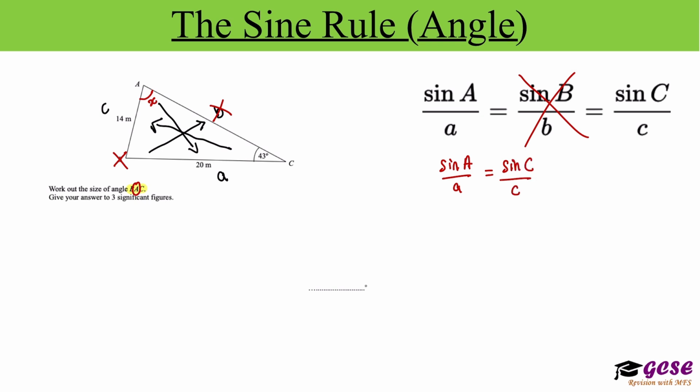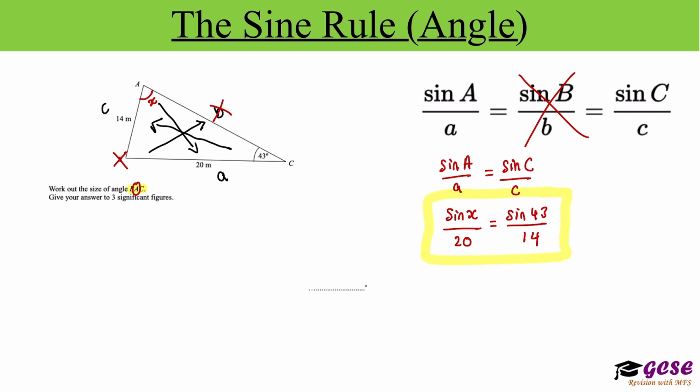Okay, now we know our values, so we can substitute them into this equation that we have. So capital A is x, so we're going to have sine x over lowercase a, which is 20, and that's equal to sine C, so capital C, which is 43, so sine 43 over lowercase c, which is 14. Now we're left with a much simpler equation that we're going to be working from. So we're left with this equation.